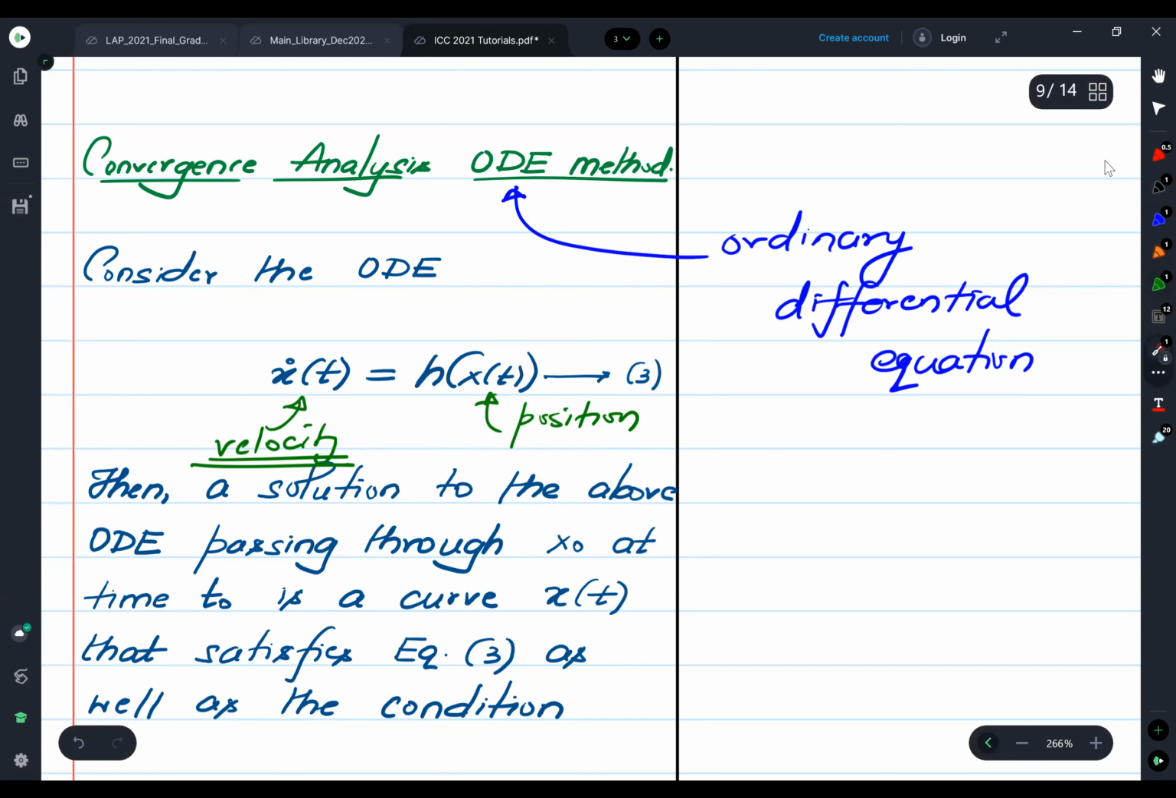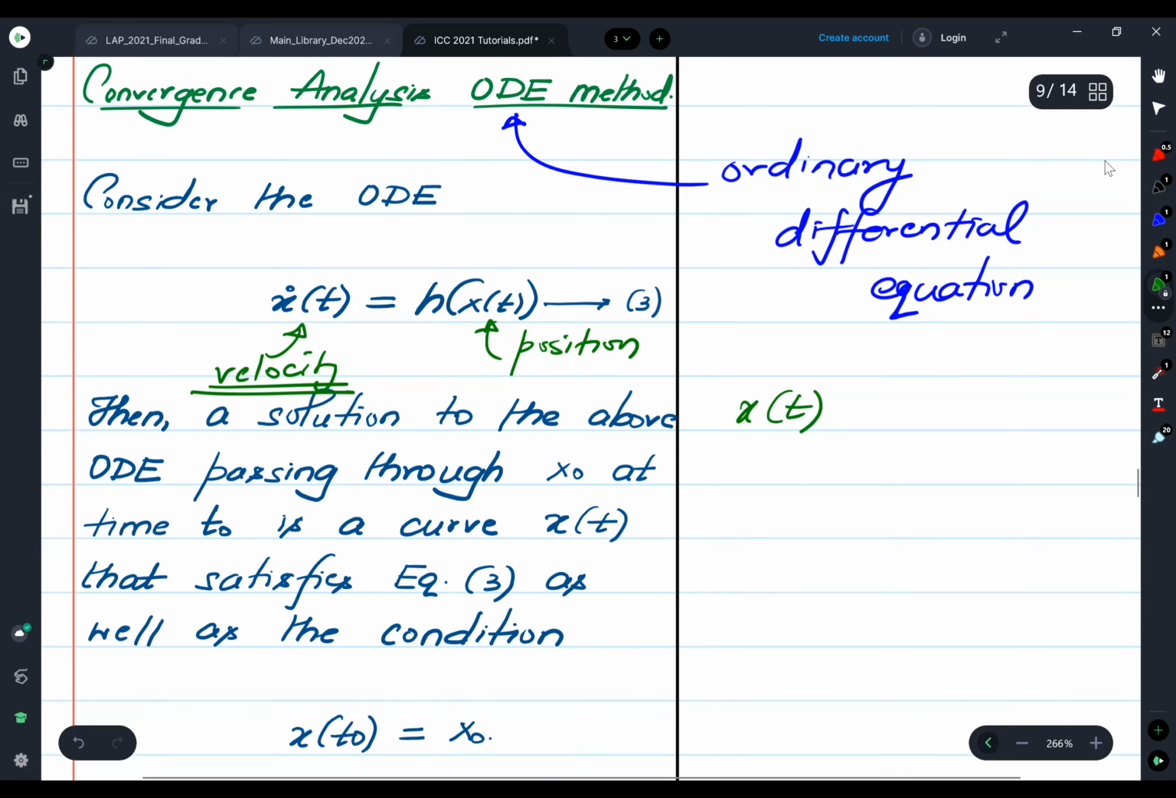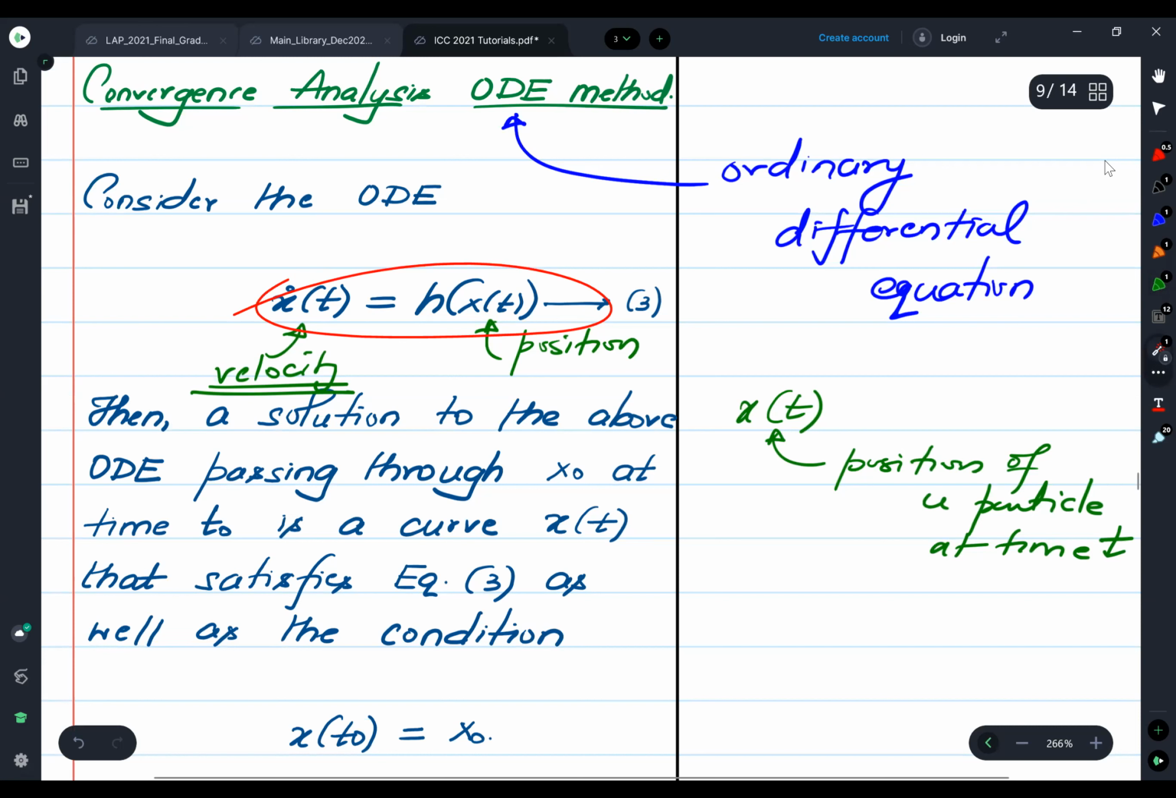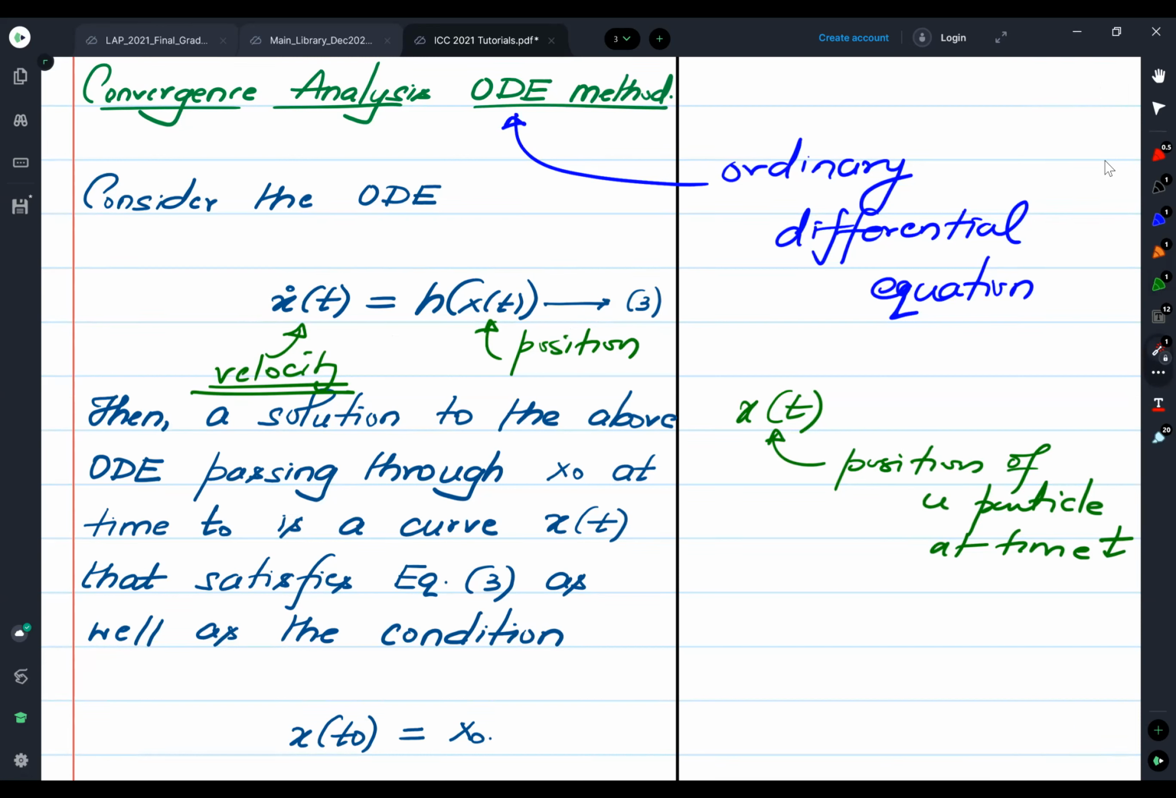So when I say a solution of an ODE, whenever I say we have a solution, I mean a function of time. This is a curve, which you can interpret as the position of a particle at time t, which satisfies this relation. So if you have a particle which at time t is at x of t, so for every t you have some position, and if that curve satisfies this relationship over here, then we will say that it's a solution.